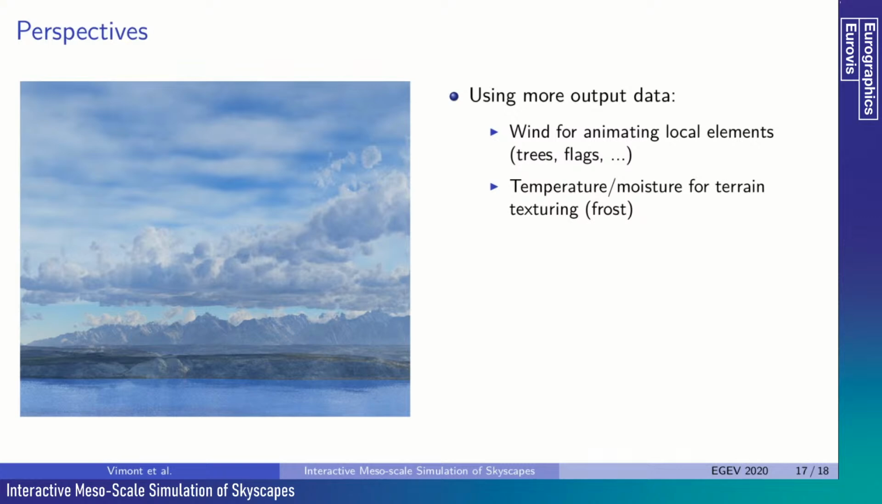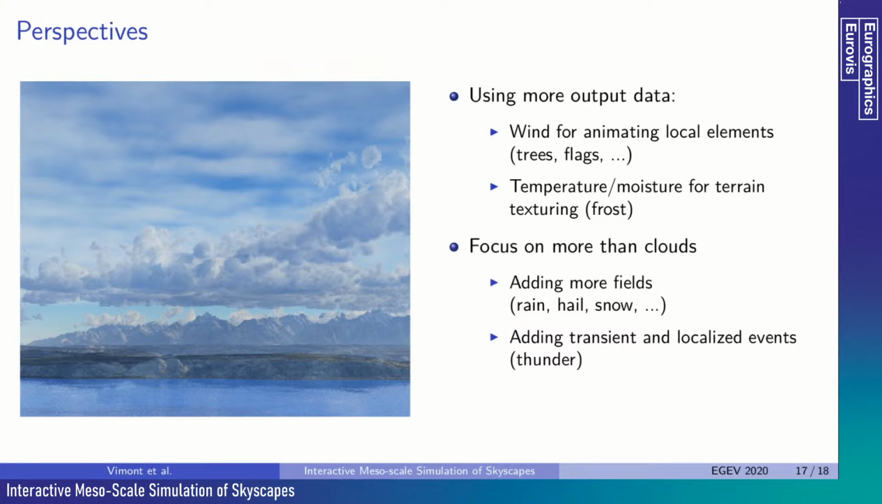Let's conclude with some perspectives. First, the same model described here can be better taken advantage of by using other output data fields. For example, wind could be used for animating virtual world objects, such as trees and flags. Temperature and moisture could also be used to modify ground appearance, for instance, through modeling frost.